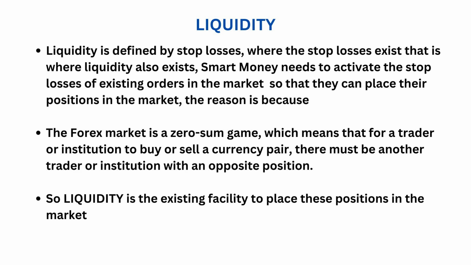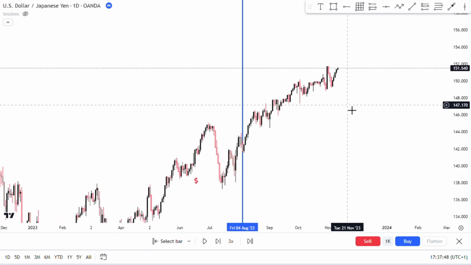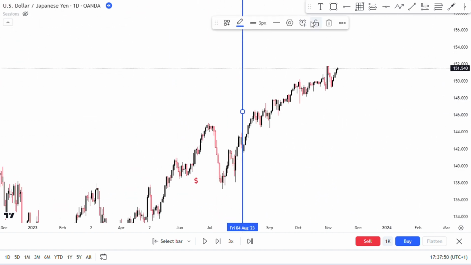It's just like if you want to buy something, someone must be willing to sell, and if you want to sell something, someone must be willing to buy. So that is just what liquidity is all about. So let us go to our chart right now, then let me show you guys on the chart how to identify what liquidity is in the market.